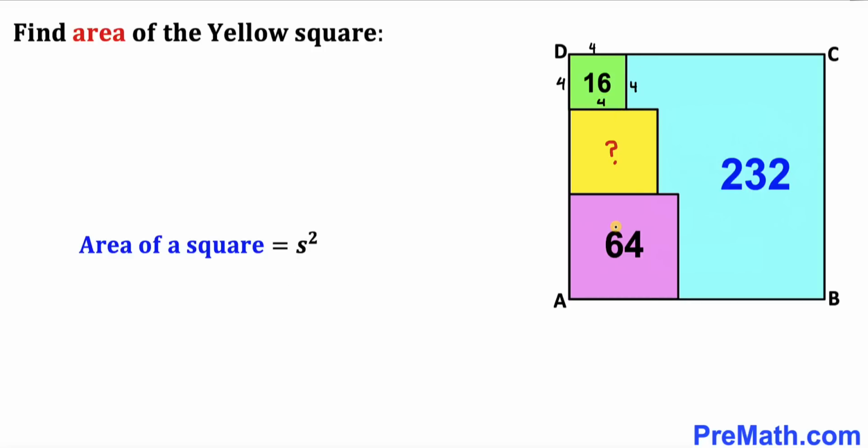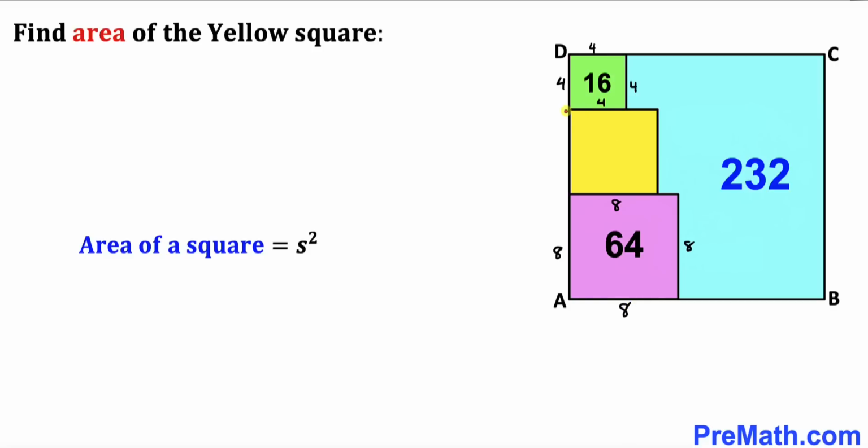And now let's focus on this purple square whose area is 64. So I can write s squared equals 64. Let's take the square root on both sides. So s turns out to be positive 8. So therefore the side lengths of this purple square turn out to be 8.